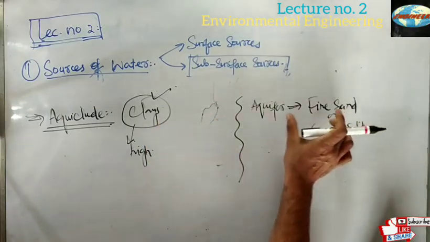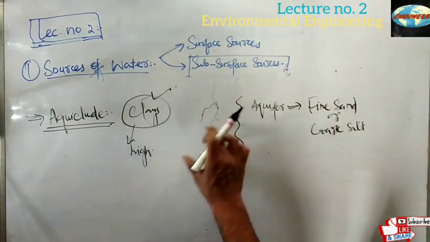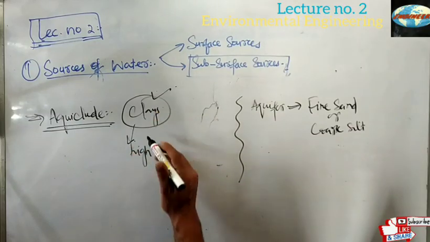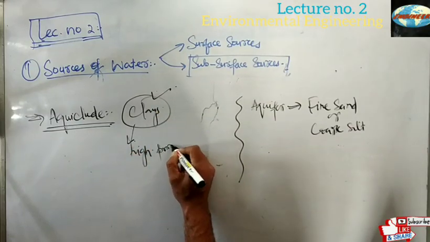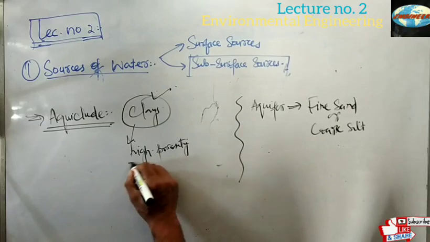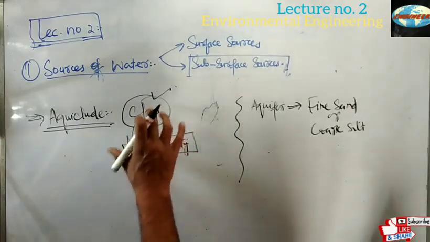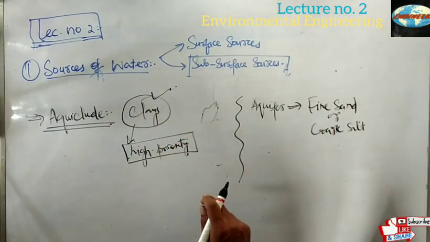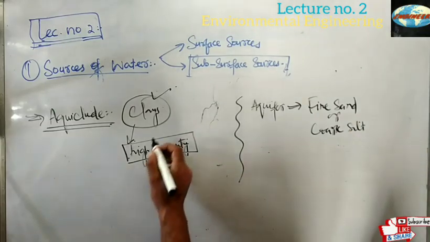Since if I compare fine sands and clays, if I talk about the porosity, obviously clays have high porosity, so they can actually store a lot more water than aquifers, than fine sands. Okay. Now what about the permeability?